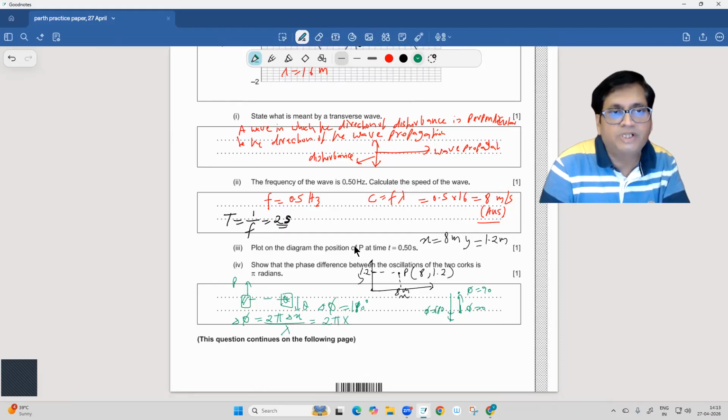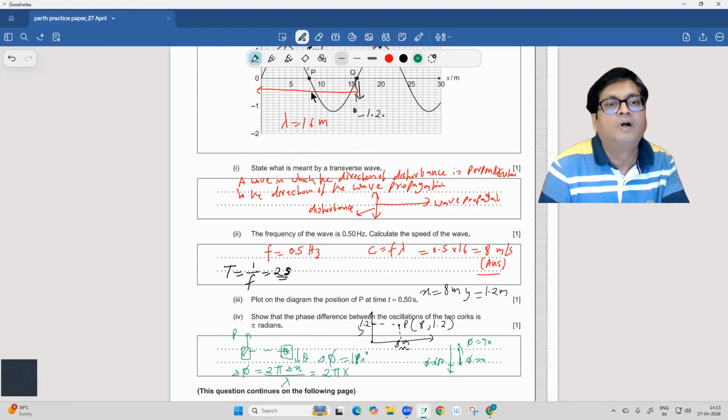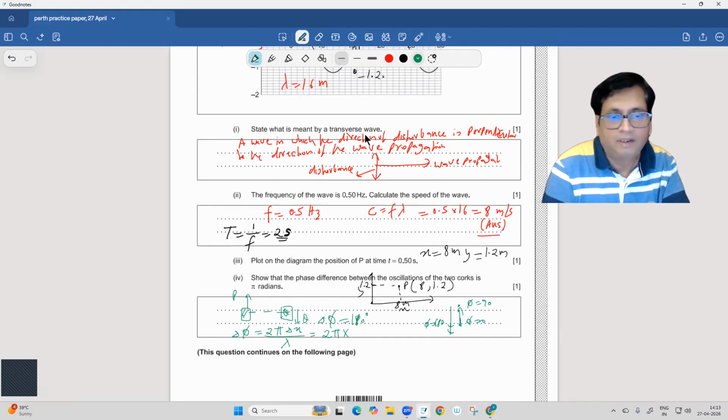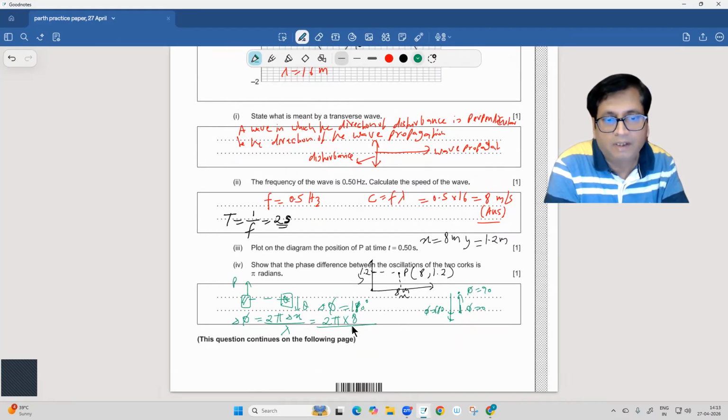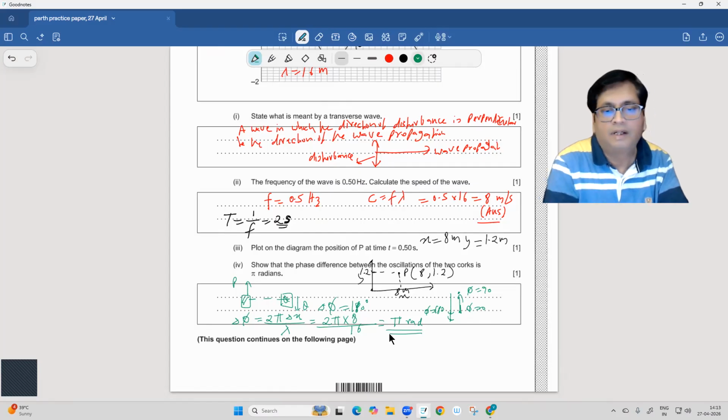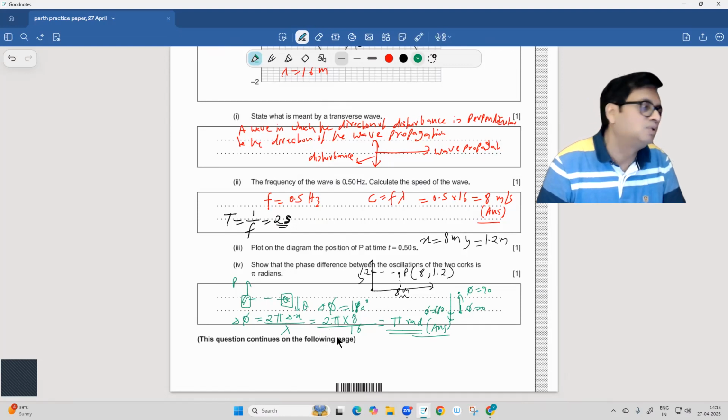How much is delta x, the position difference between P and Q? It is 8 meters, right? 8 and 16, right? And lambda is 16 meters. Yes, lambda was 16 meters, we got it earlier, right? So how much does it become? It simply becomes pi radian. Answer. You understood?